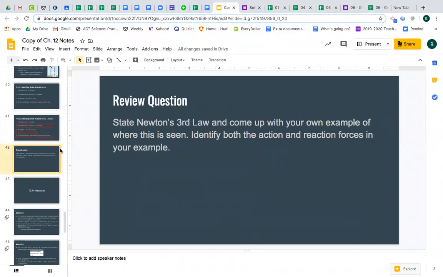All right. One last question for you to try on your own, to review everything. I want you to state Newton's third law, and then come up with your own example of where this is seen. So give me an action-reaction pair and identify both the action and reaction forces in your example.